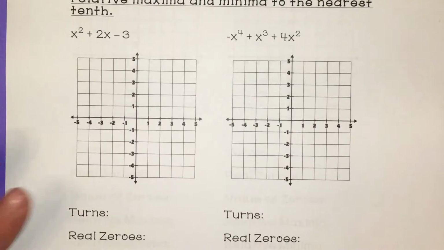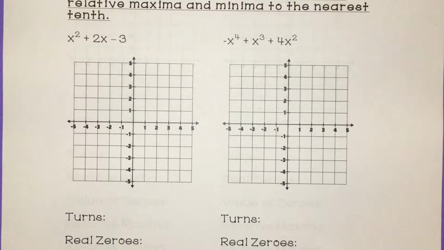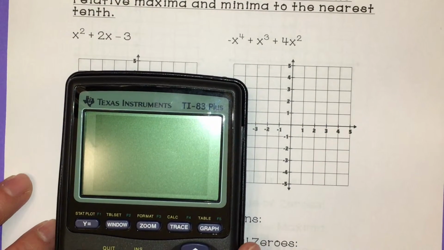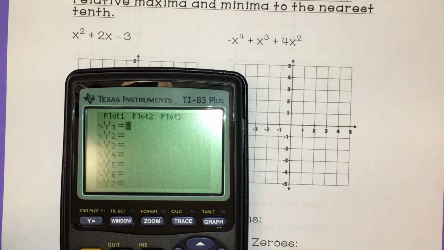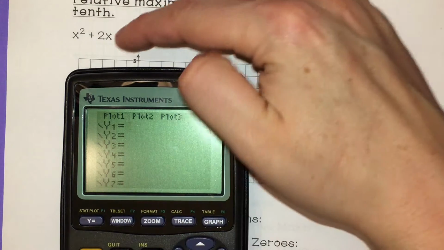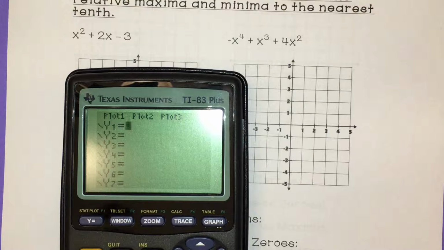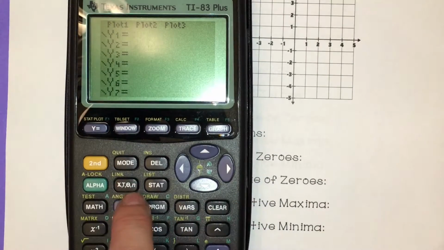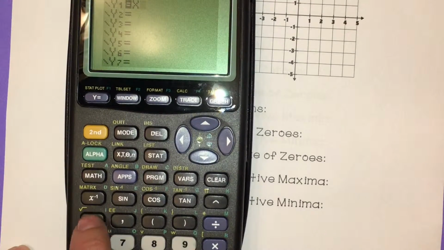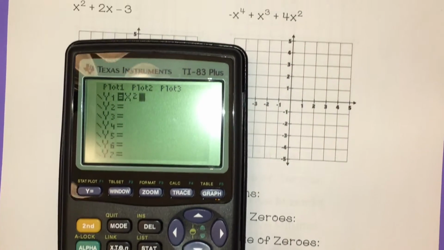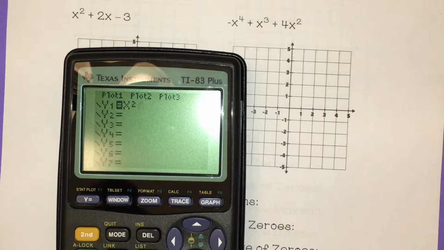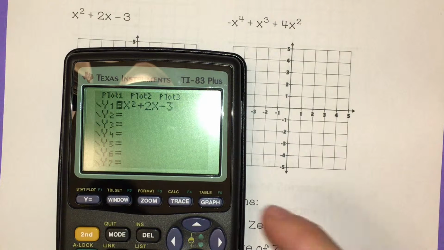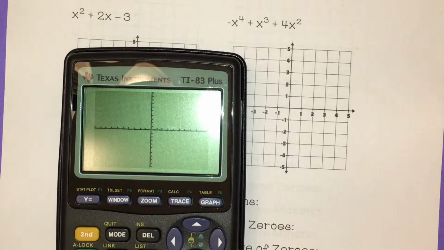Okay, so I'm going to start out and I'm going to use my graphing calculator. So I'm going to use the y equals button and I'm going to type in this function. So we have x squared. On my calculator I just type in x and then I hit that squared button and it gives me x squared plus 2x minus 3. And then I'm going to hit graph.